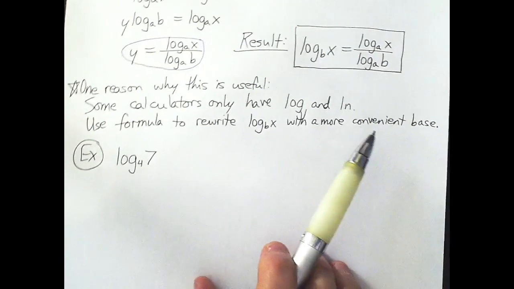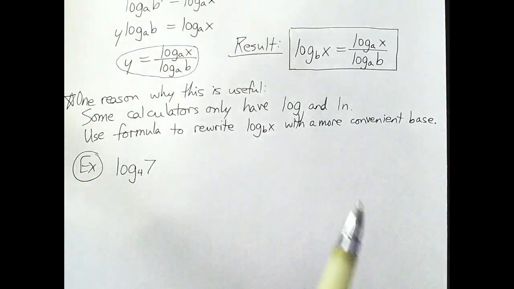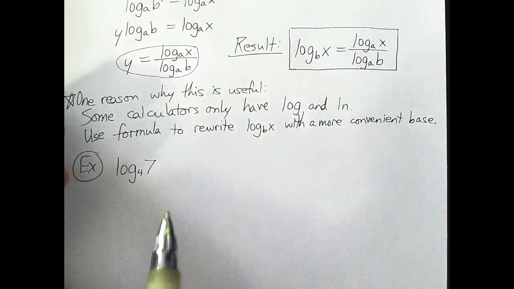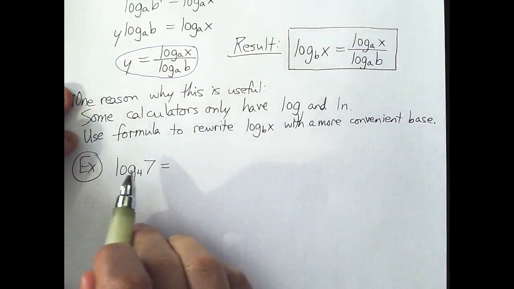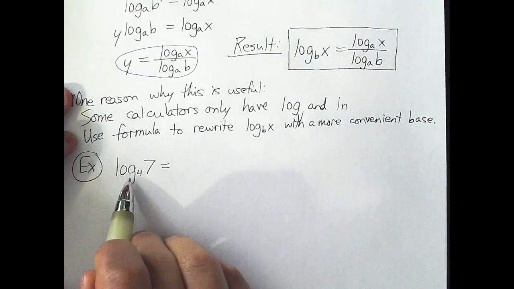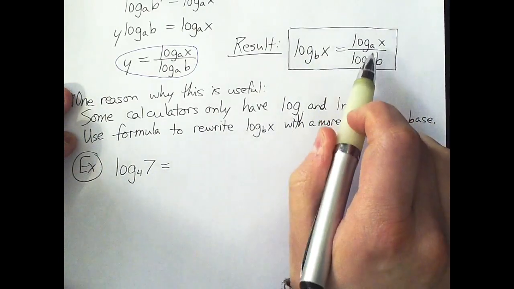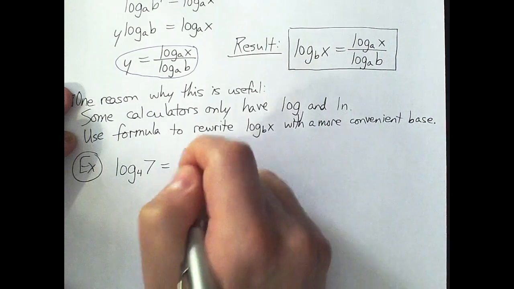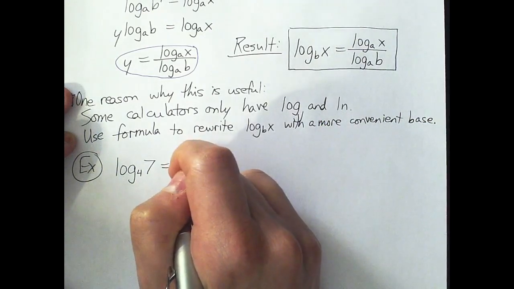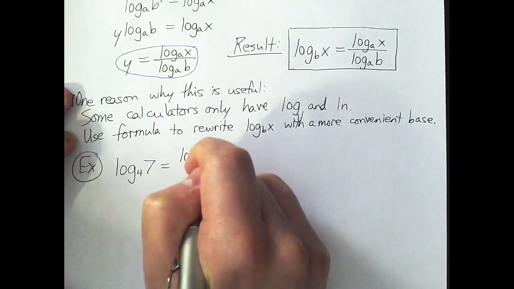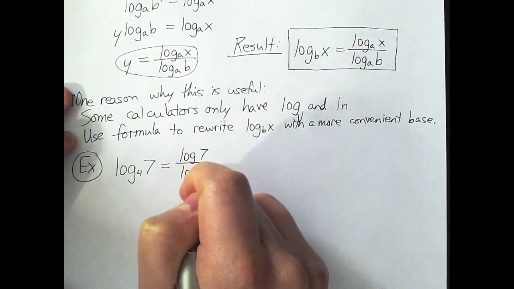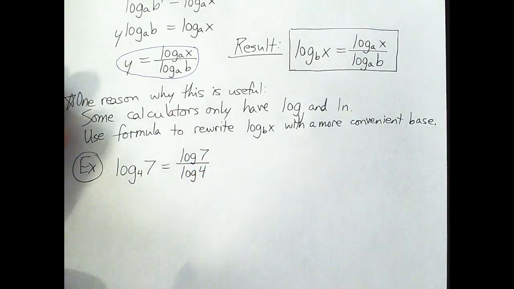But I said some calculators don't have that option. Some just have log and ln. So what you could do is very quickly use the change of base formula. If I wanted to rewrite this in terms of base 10, I would say A is going to be 10. You have to figure out what X is and what B is. This would be log base 10 of 7 over log base 10 of 4. And that's true. That's actually equal to that.